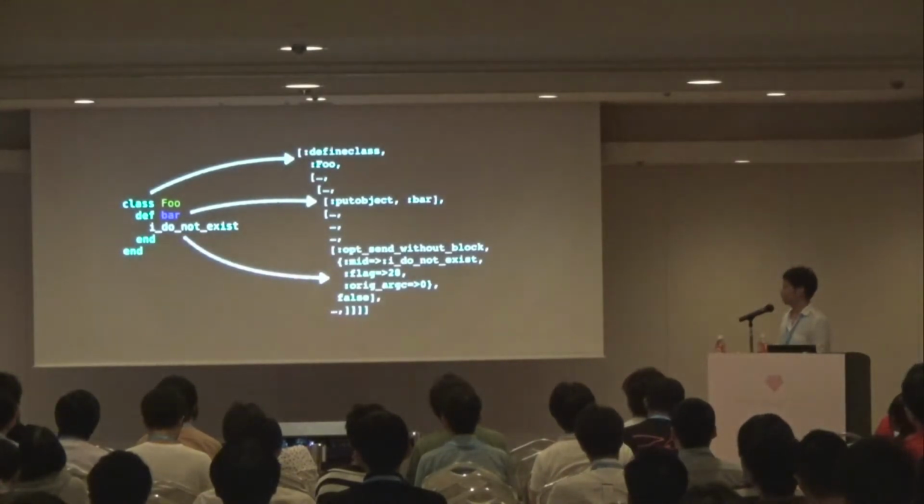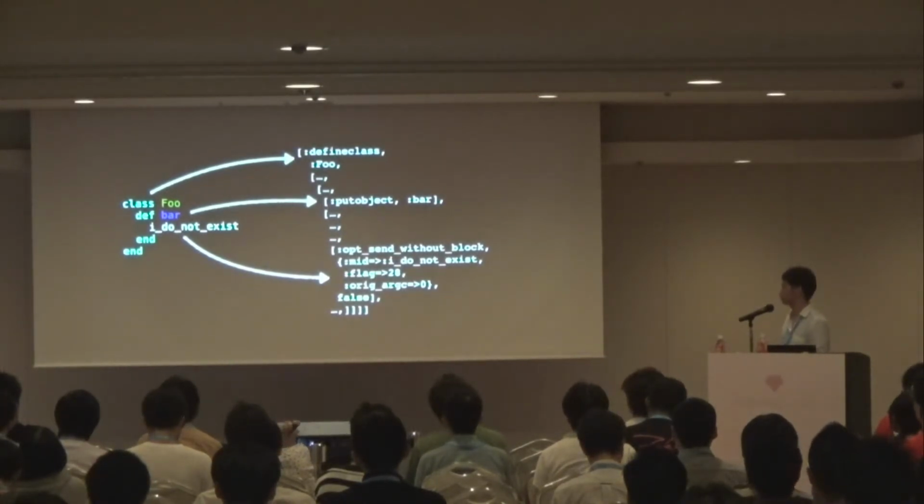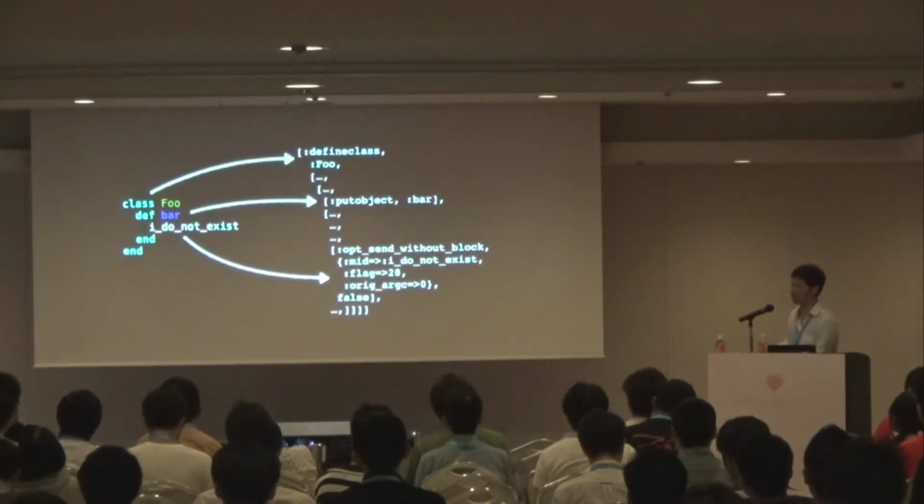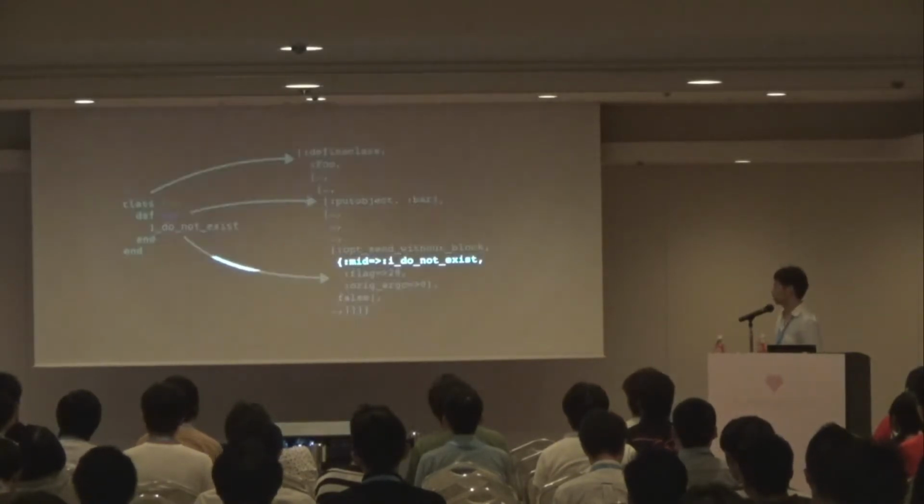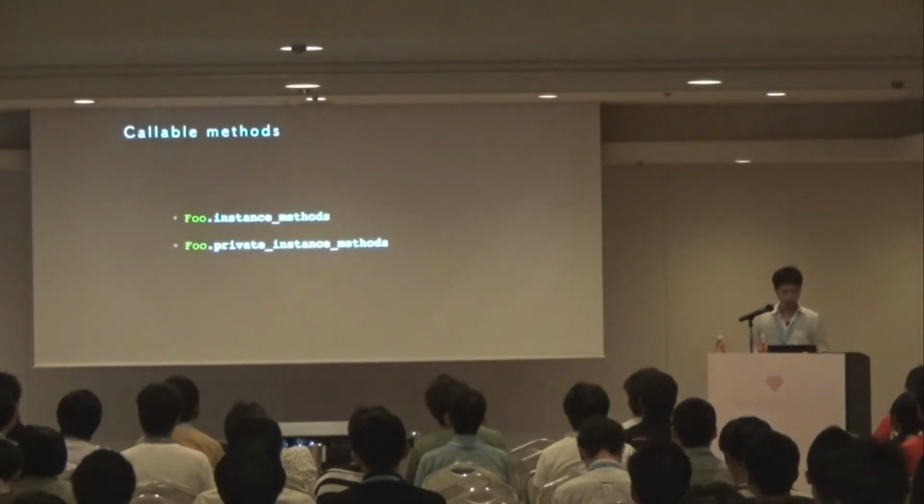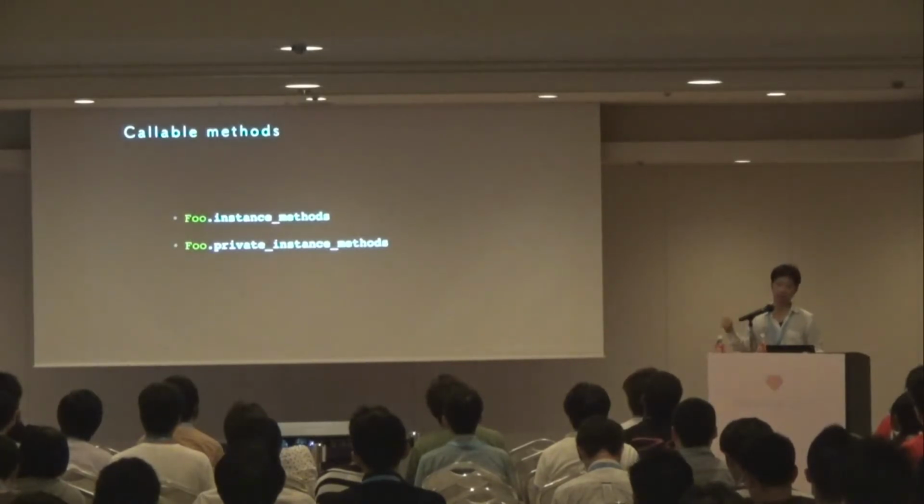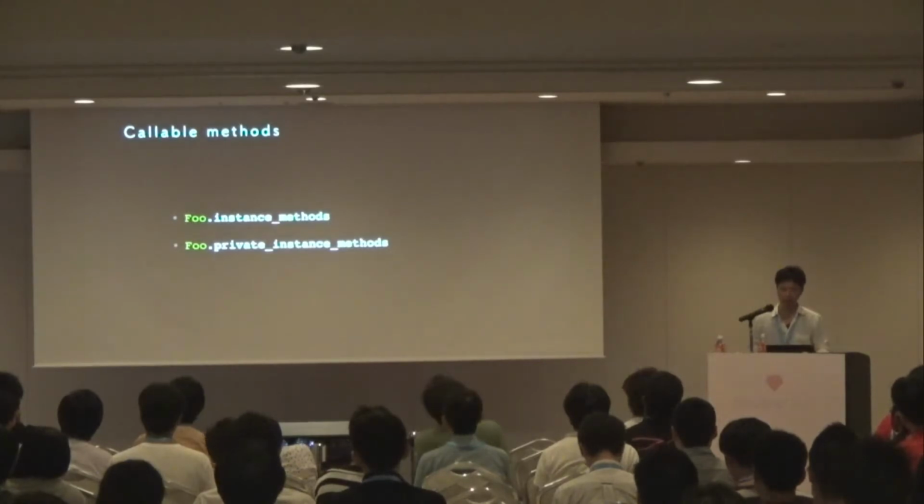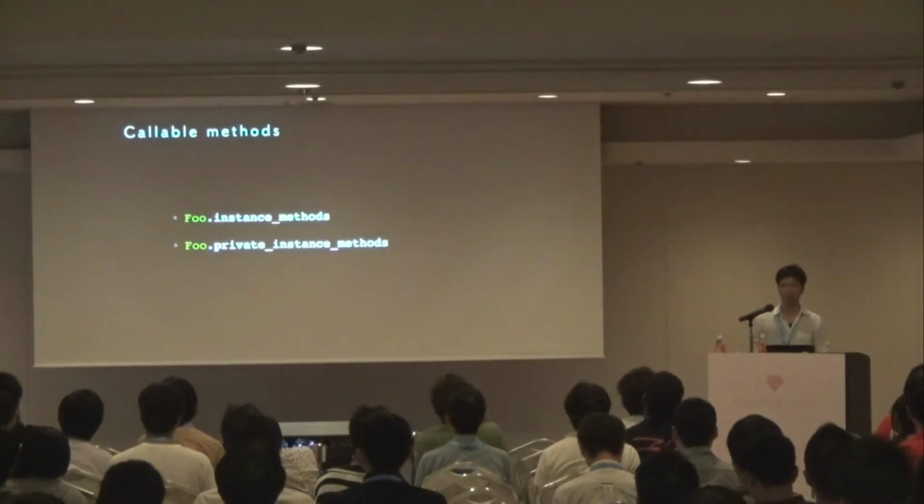And then lastly, this one, I do not exist. In bytecode, it's opt_send_without_block, meaning that it's a method called without a block. And here you can see I do not exist. And once you find all the method calls within instance methods, you can use a method like Foo.instance_methods or private_instance_methods to make sure that the method exists in that class.